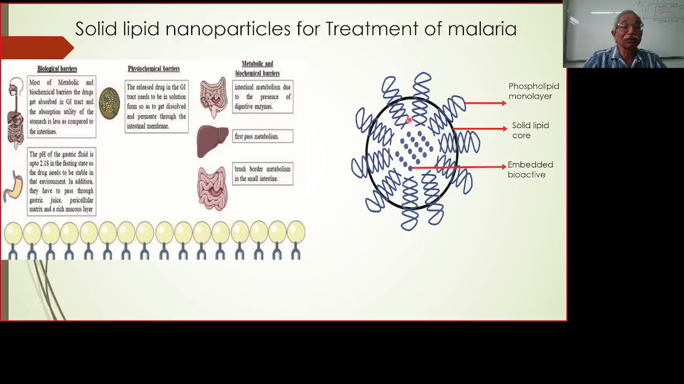So this is solid lipid nanoparticle for treatment of malaria. You will find that solid lipid nanoparticles have a phospholipid monolayer, a solid lipid core, and an embedded bioactive. So you put your drug inside these solid lipid layers, and then the drug is protected. Now once this nanoparticle goes into your circulation, then gradually the lipid gets dissolved and the drug is released. And over a period of time, they will form some channels here. It will not immediately go away, but it will form small channels, and through the channels the drug will be gradually released out. So some sort of dissolution happens at this junction, and then the drug will start getting out of this system.